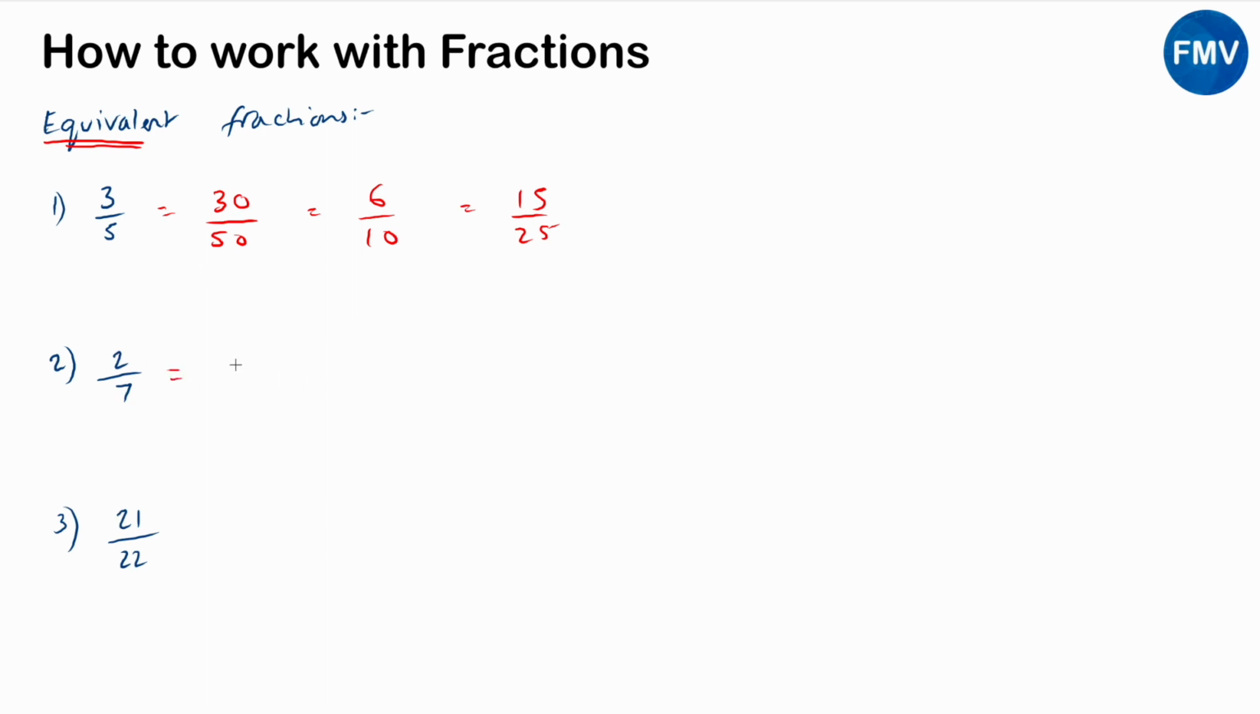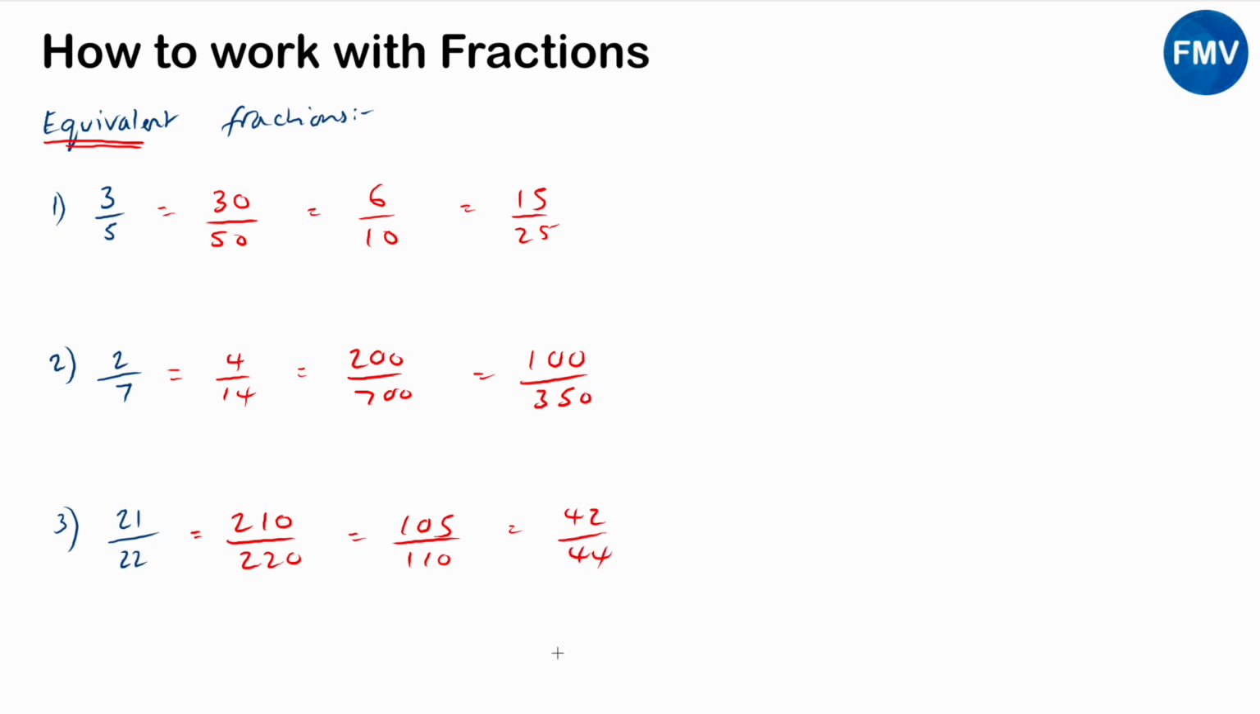If we look at 2/7, well, I could just double that. I end up with 4/14. I can multiply both by 100. I have 200/700. And I could look at this fraction and halve this fraction, so I end up with 100/350. The last one, keeping it simple, 210/220. 105/110, or I could just double the first fraction, 42/44. So equivalent fractions just means fractions that are the same but aren't necessarily simplified.